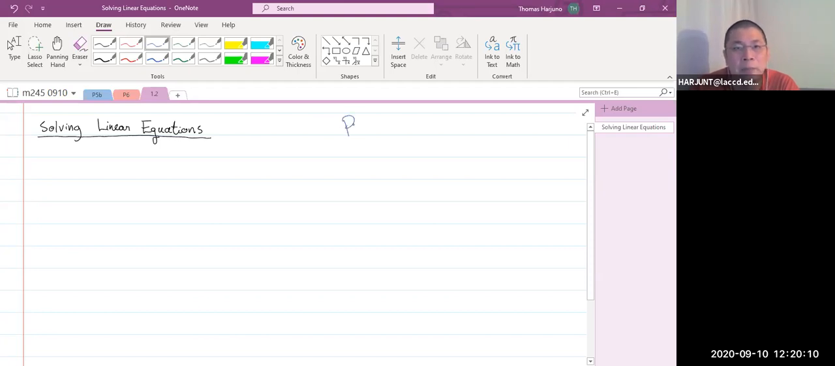Some principles. In solving equations, not just linear equations, but solving equations in general, the first big principle: the equal signs should line up.